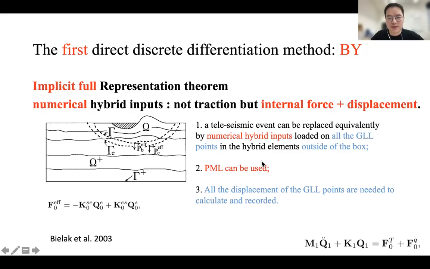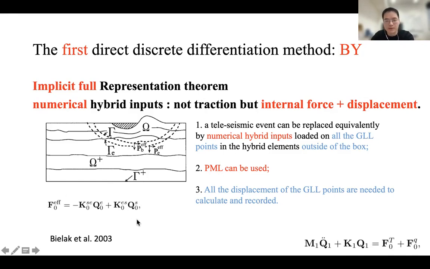Because it uses the full representation theory, the PML outside the box can be used, but they have some disappointment. That means all the displacements of the GM points are needed to calculate and record in the layer. Now it's not a 2D, but the 2D surface multiplied by the number of layers in these directions. And then we can find the equation for the new force in this kind of equation. Here we do not show it in detail because of the time limit. It can be a little bit the same as the RP way, but here FT is from traction and FQ is from the displacement. It's a physical way, but here we change it into the numerical way now.